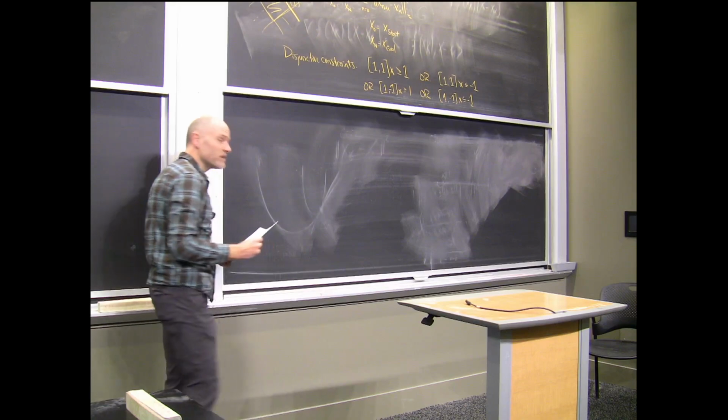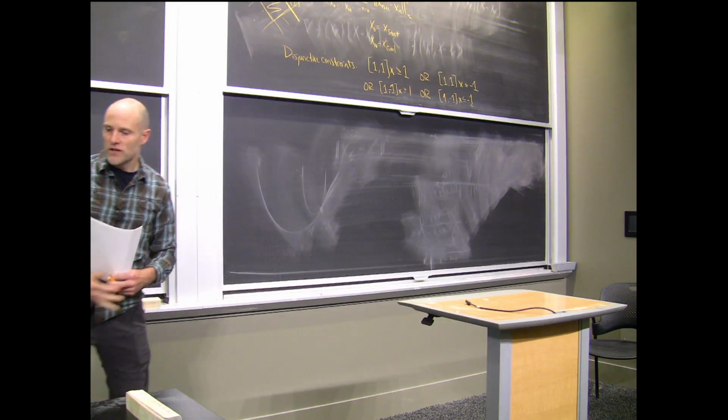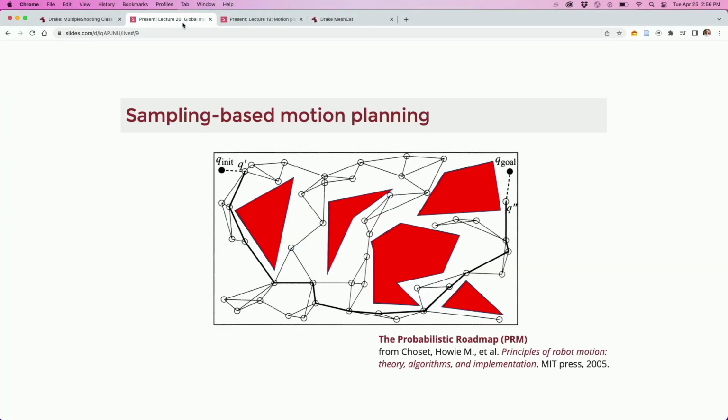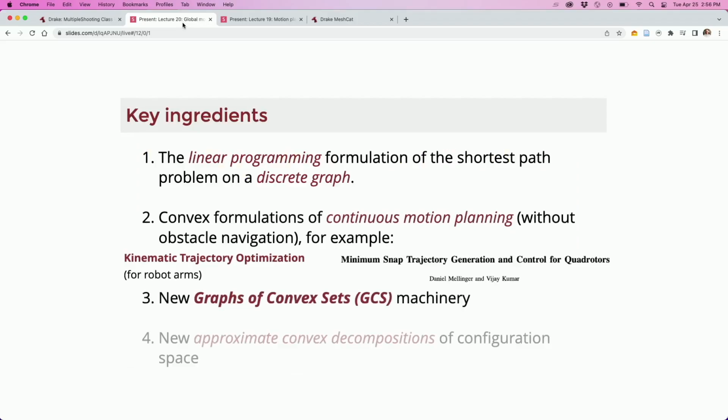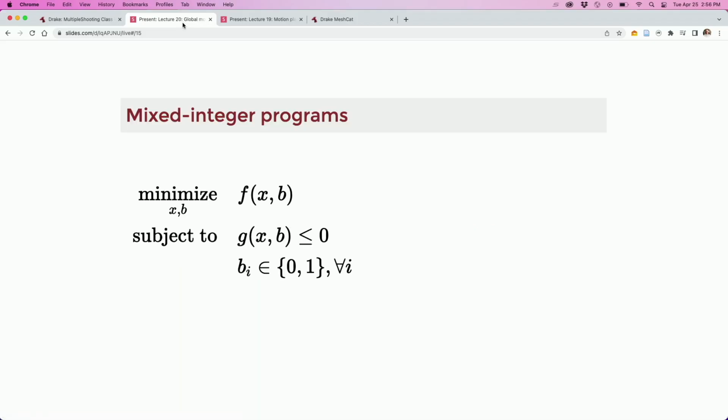And the trick is that there's this class of problems called mixed integer optimization. So back to the slide here. Okay, so mixed integer programs are optimization problems like we've looked at, where you have some objective function.